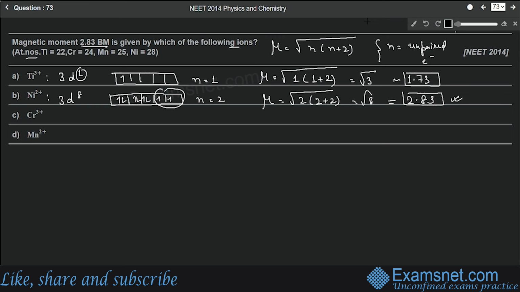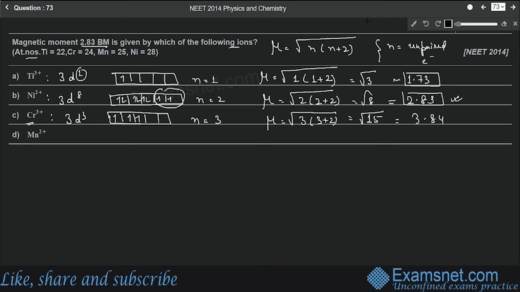But let's check other options as well. The third one is chromium 3 plus ion. The electronic configuration for this will be 3d3. Again we'll fill the electrons. So 1, 2, 3, 4, 5 orbitals and 3 electrons. So 1, 2, 3. Here the number of unpaired electrons is 3. So the value of magnetic moment is under root 3 into 3 plus 2. That means under root 15. Okay. So the value of under root 15 will be equal to 3.84 or 3.83 something.